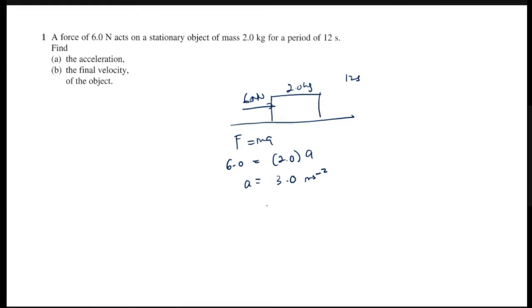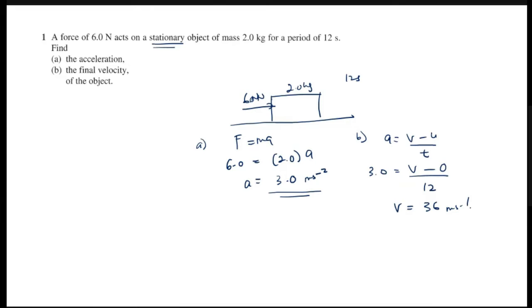So the acceleration is given already, that's part A. And B, find the velocity of the object. We know that acceleration equals v minus u over t, and v is the one we want to find. u is 0 because it was stationary, stated in the question. And t is 12 seconds. a is 3.0, so v will be 36 meter per second.